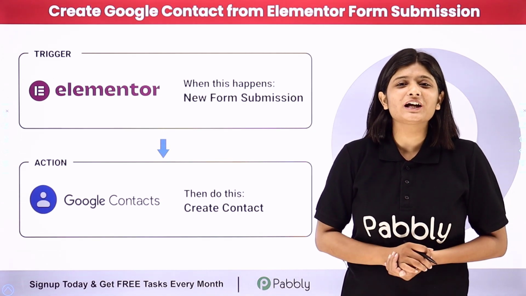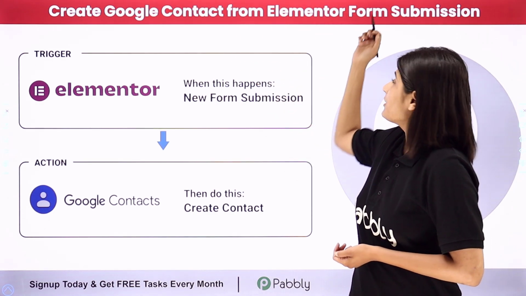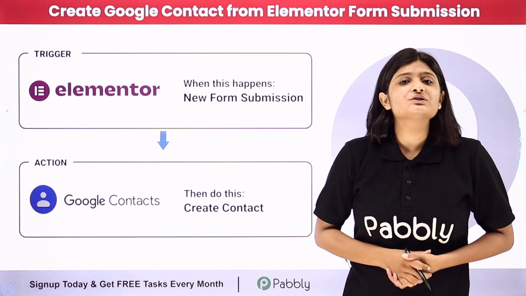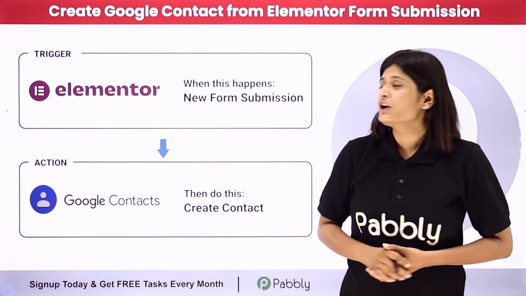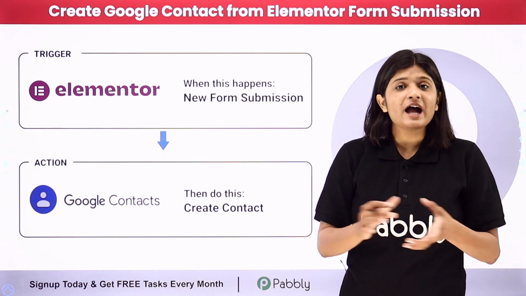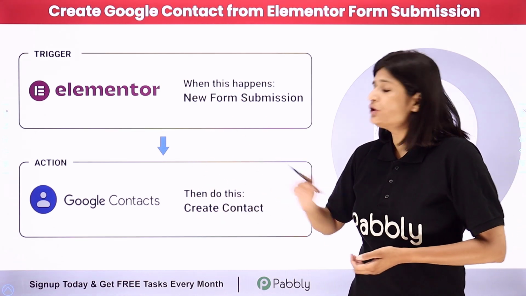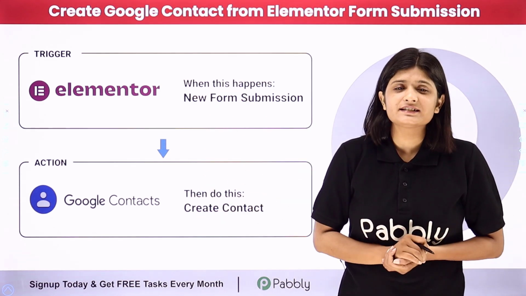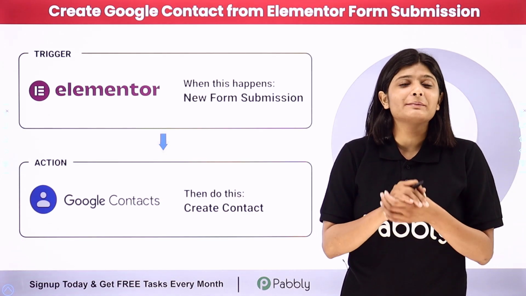So in this video we are going to learn how to create Google Contacts from Elementor form submission. Let's suppose I am running a real estate agency and collecting customer information from an Elementor form which is attached to my website. I want that whenever someone submits this form, it is automatically sent to Google Contacts and this contact is created automatically. I can do this automation with the help of Pabbly Connect.